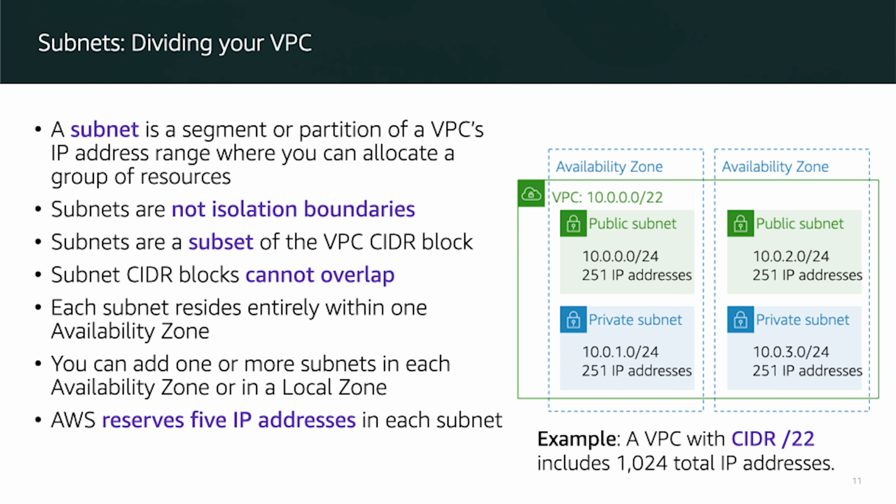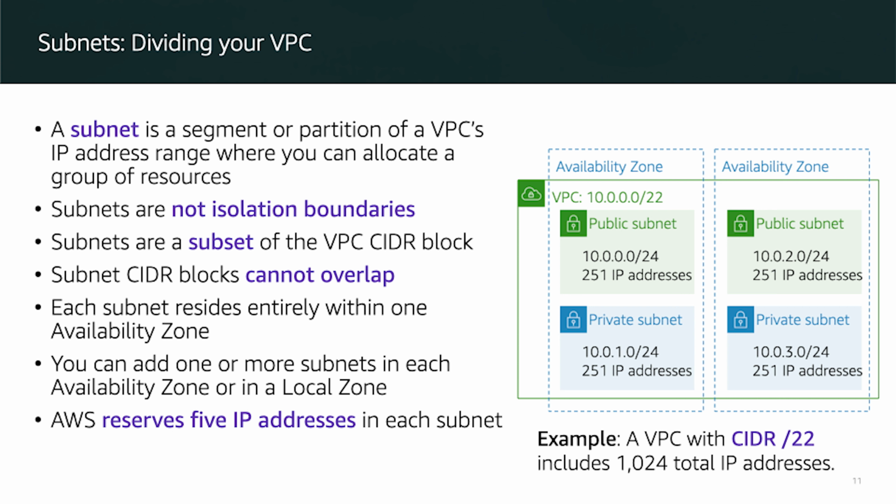Instead, they are containers for routing policies, which you will learn about in the next section. When you create a subnet, you specify a CIDR block for the subnet, which is a subset of the VPC CIDR block. Now remember, a subnet CIDR block cannot overlap. Each subnet must reside entirely within one availability zone, so each subnet should be associated with a single availability zone. Now, the same availability zone can have one or more subnets.